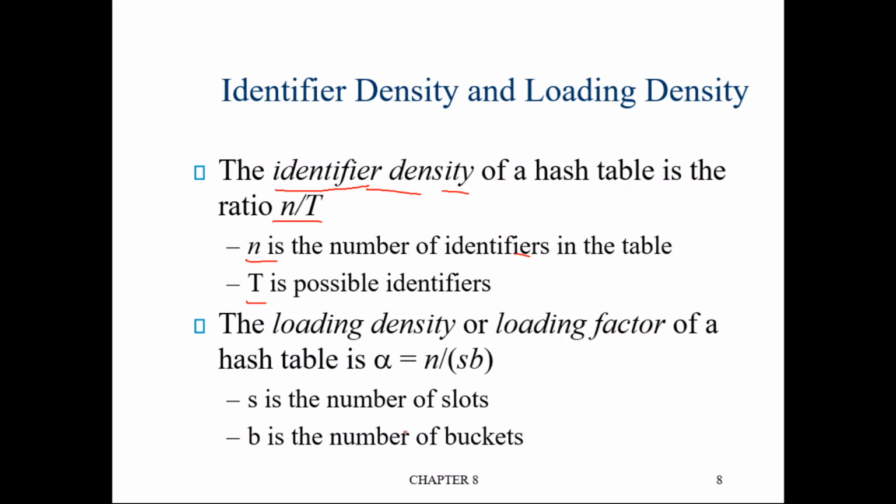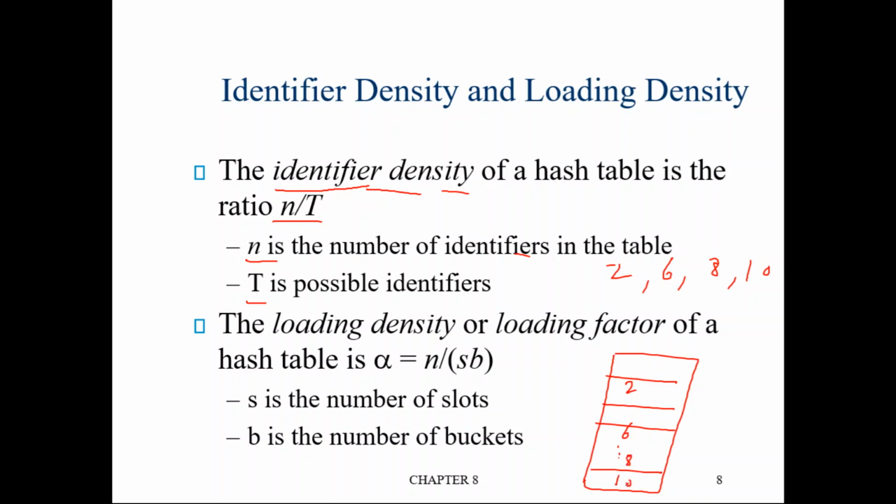Say for example, in the previous case we discussed a hash table with a maximum of 10 locations, and we placed some values, say 2, 6, 8 and 10. 2 will be placed in some location, 6 in some location, 8 in some location and 10 in some location. Currently the hash table contains how many values? 1, 2, 3, 4, so 4 values. That is n, the number of identifiers in the table. t is the possible identifiers.